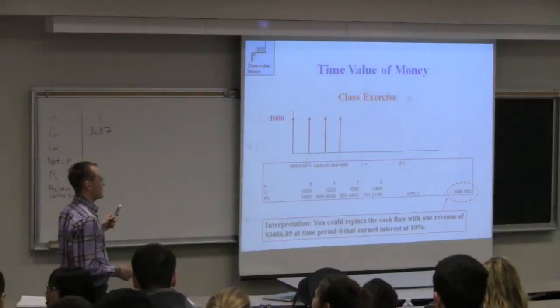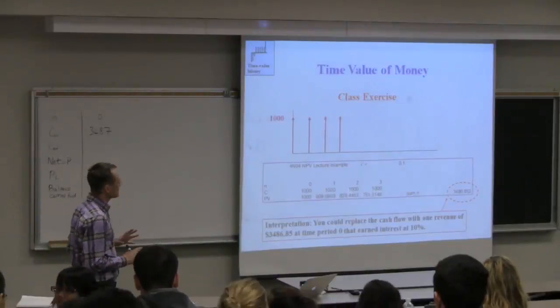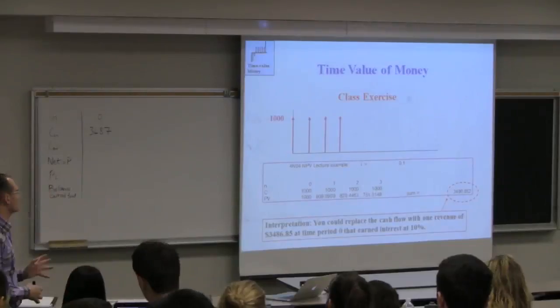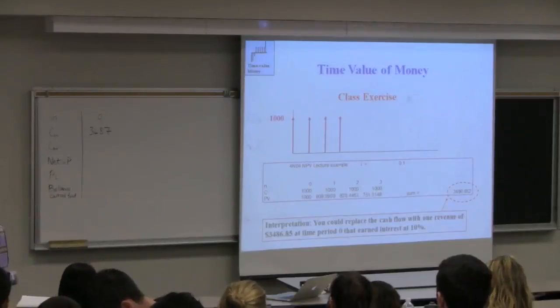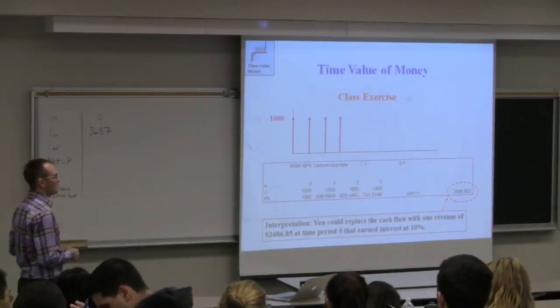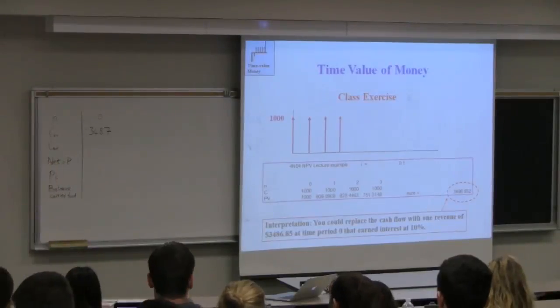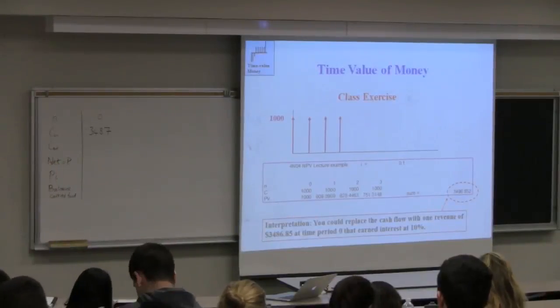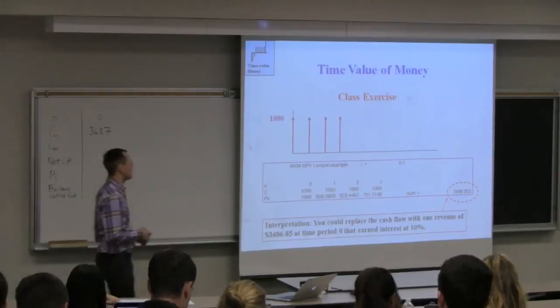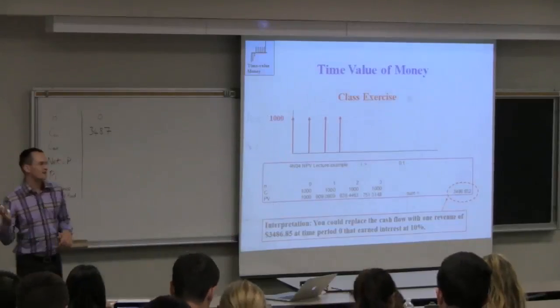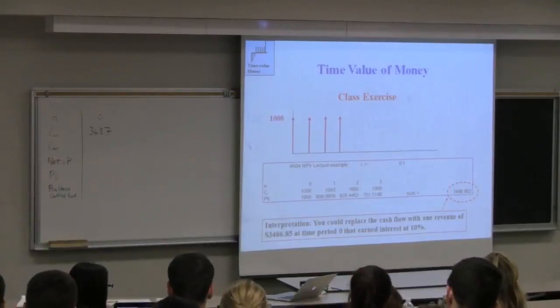So we went through this example, and the example was as follows. If you received $1,000 every year during the 4 years, we calculated the present value of those $1,000 in each of those years. Then we accumulated them and calculated the sum, and I think we got a value of $3,487.